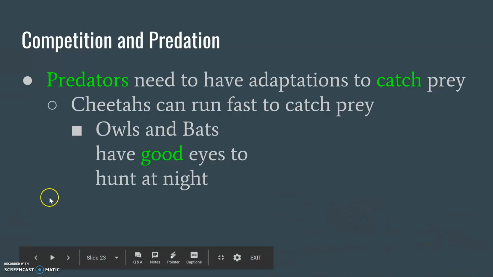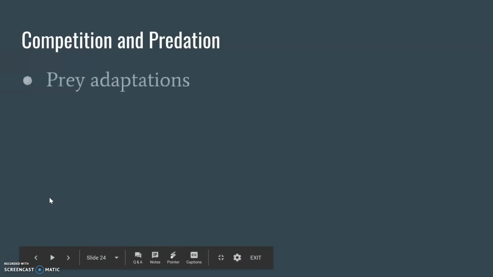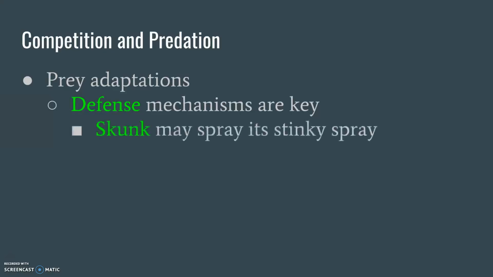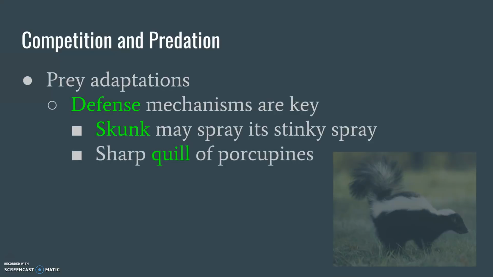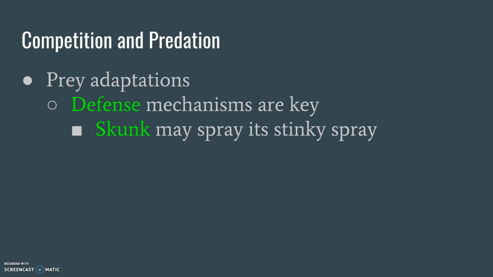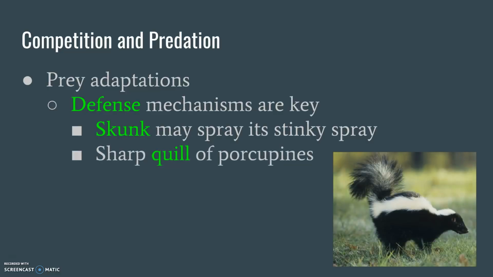But right along with that, the prey need to be able to have adaptations as well. They need to be defensive. So when you're being hunted, you need to always be watching your back. So a skunk may spray its stinky skunk spray. Whereas the sharp quills of a porcupine allow it to be protected.